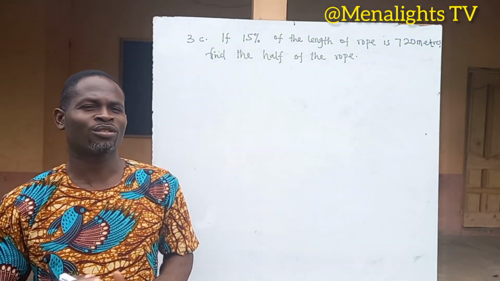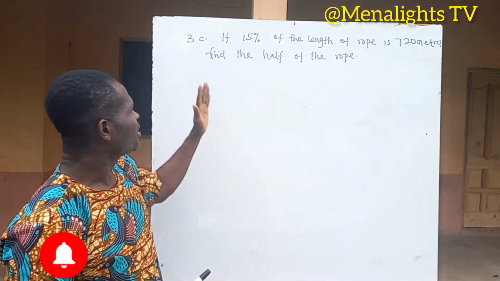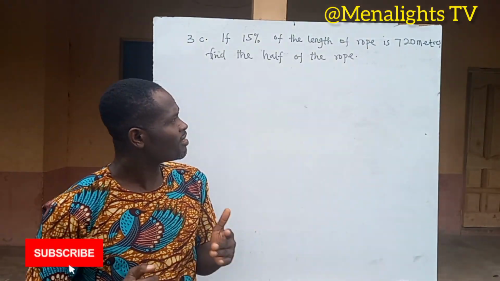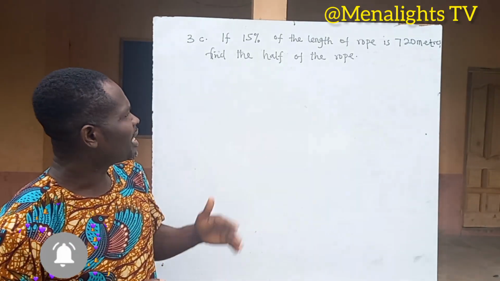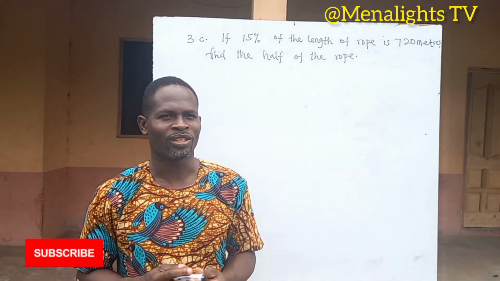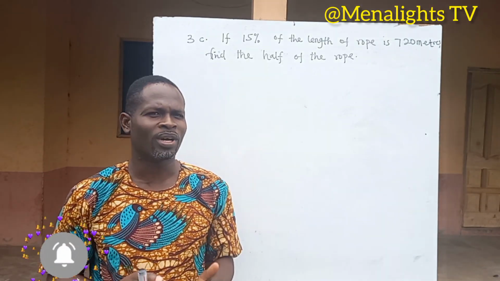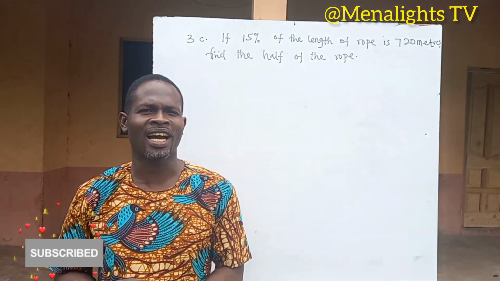So we now come to the last question under question number 3, which is question 3C. It says if 15% of the length of a rope is 720 meters, find the half of the rope. So they're telling us there's a long rope there, and 15% of the rope is 720. So find the half of the rope.